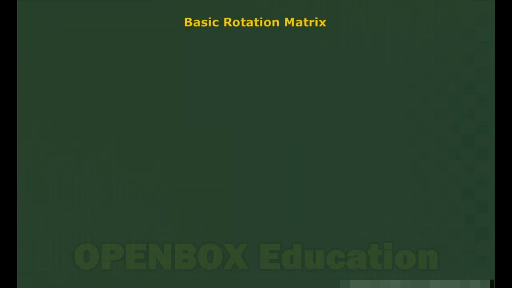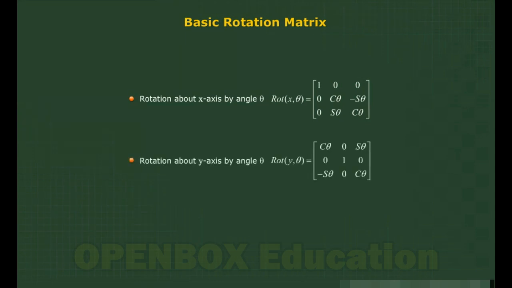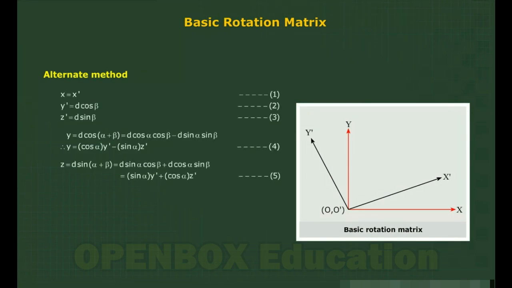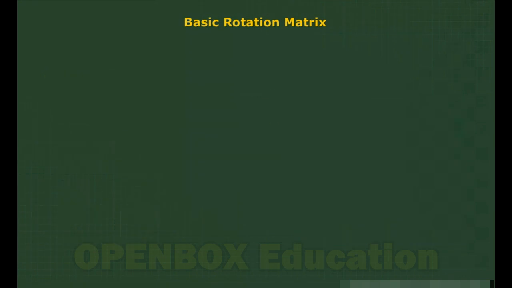Basic rotation matrix. Rotation about x-axis by angle theta is given by the following. Rotation about y-axis by angle theta is given by the following. Rotation about z-axis by angle theta is given by the following. Alternate method. Alternate method for finding the rotation about the axis is given here. Example problem is given here.